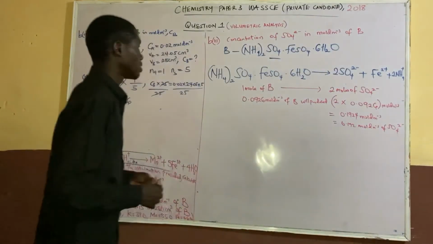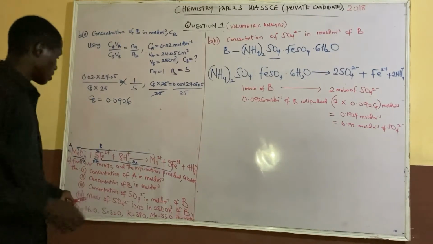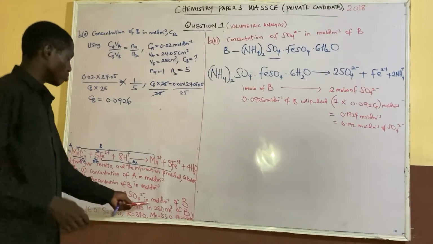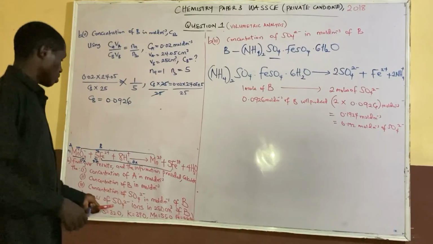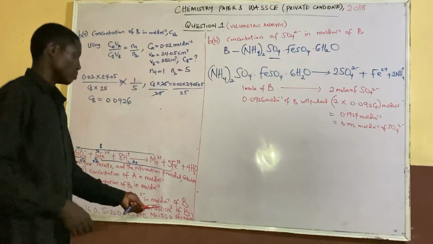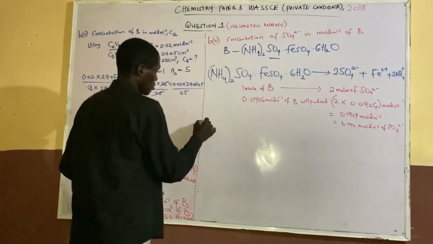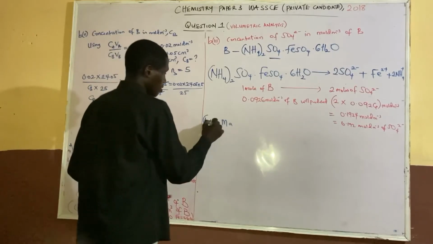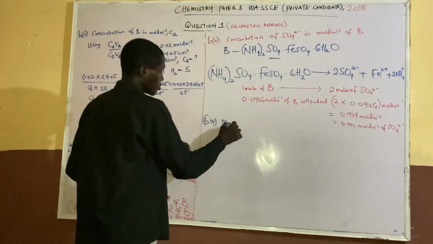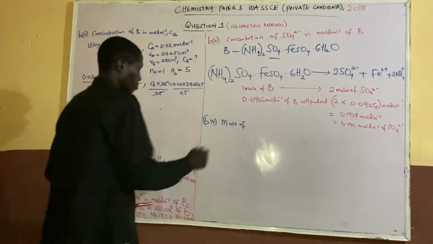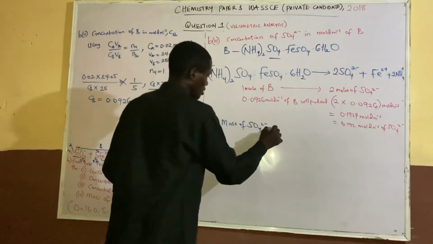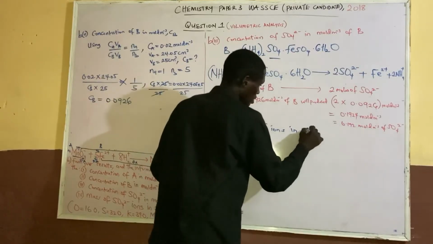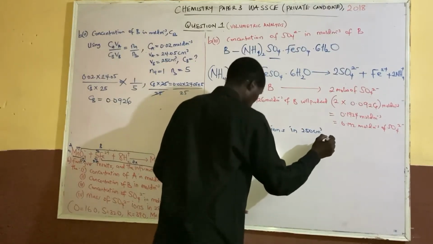Now with that, we can also proceed. The last one said, okay, the mass of SO4 2 minus ion in 250 centimeter cube. The mass of what? SO4 2 minus ion in 250 centimeter cube of B. Now I can go with the mass of SO4 2 minus ions in 250 centimeter cube of B.